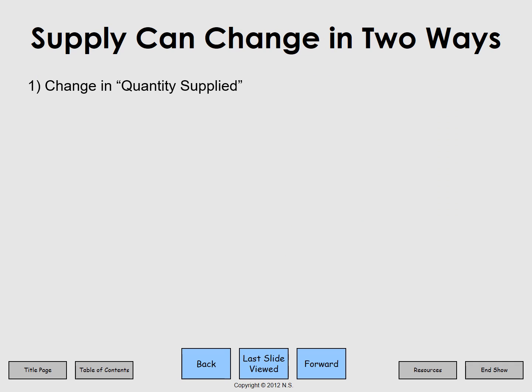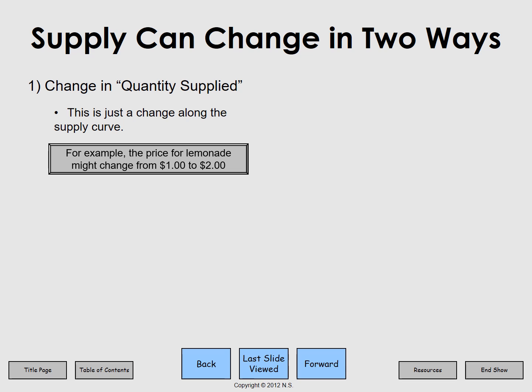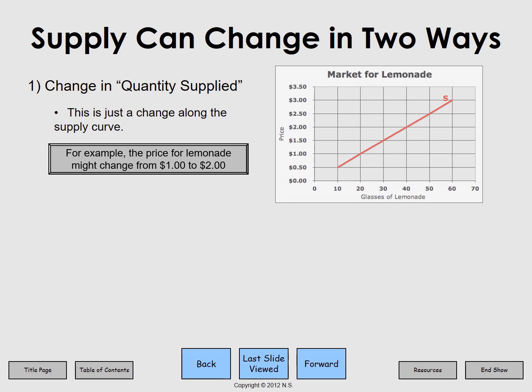Alright, there are two ways that supply can change, and it's kind of the same thing as demand, if you remember. The first is a change in quantity supplied, and this is just a change along the supply curve. We're just going to shift up the line. If for whatever reason we decide to make a lesser amount of product or a larger amount of product, then it's going to shift along the curve.